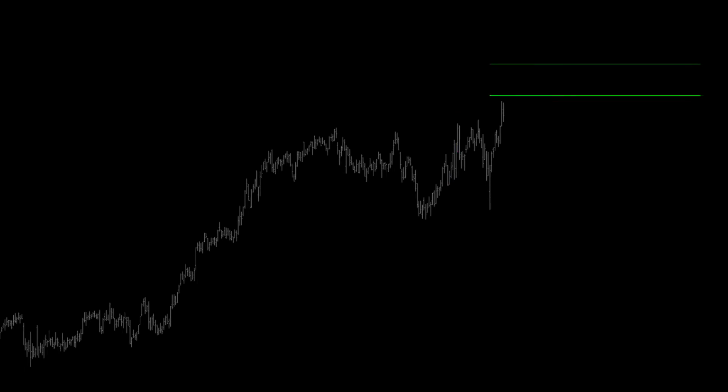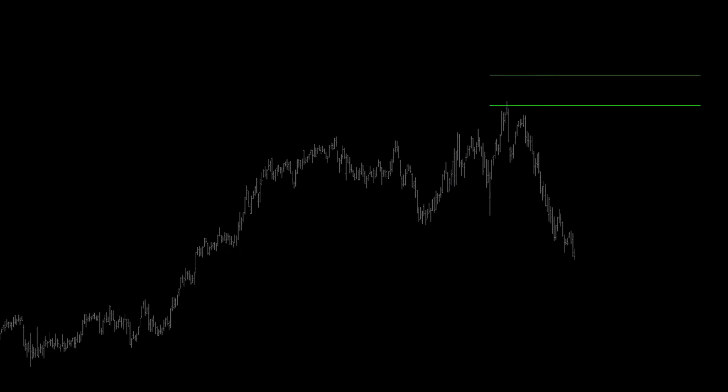Now let's look at it in the reverse direction. The line here is highlighting the range that we want to plot our extension from. Plot from range high to range low. In this example, price reversed at the 1272 extension.